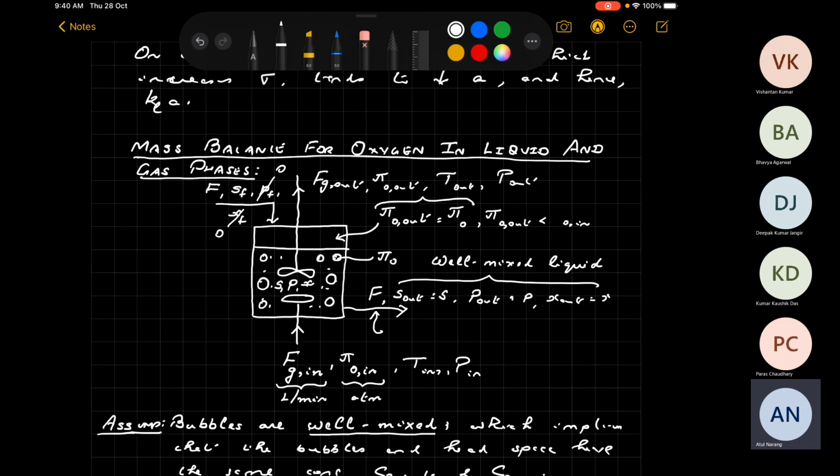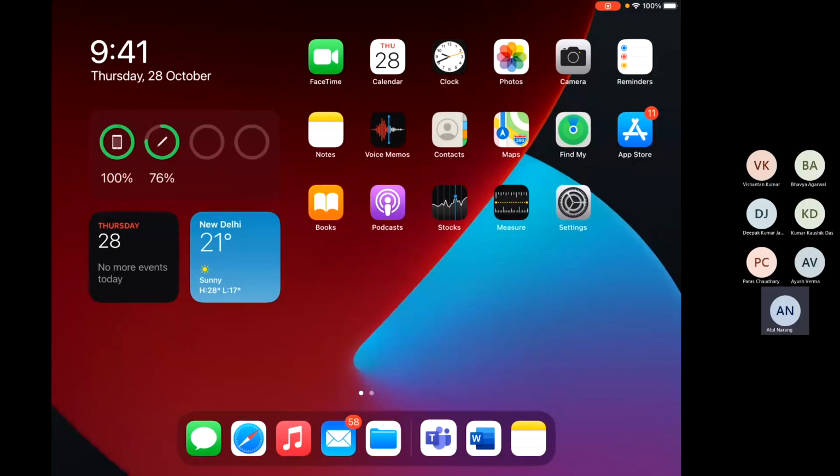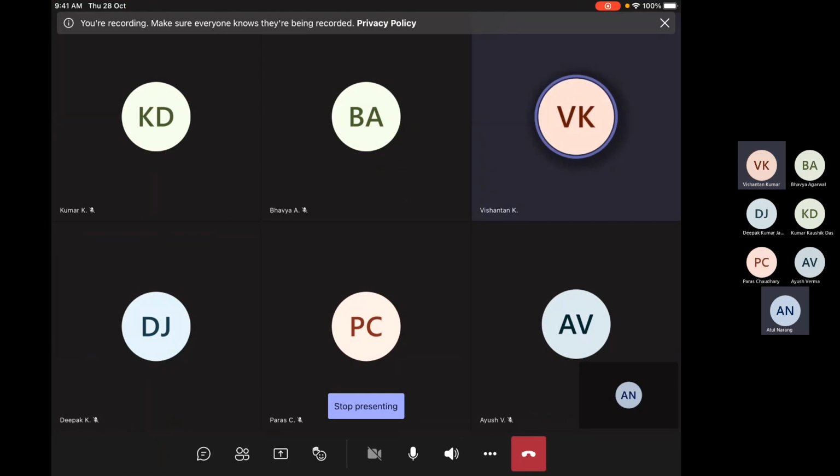That means the partial pressure of the gas in the headspace is essentially equal to the partial pressure of oxygen inside the bubble. So pi O denotes the partial pressure of oxygen inside the bubble. Is that part clear? Are there any questions about the notation before I proceed? Yes, that's clear.